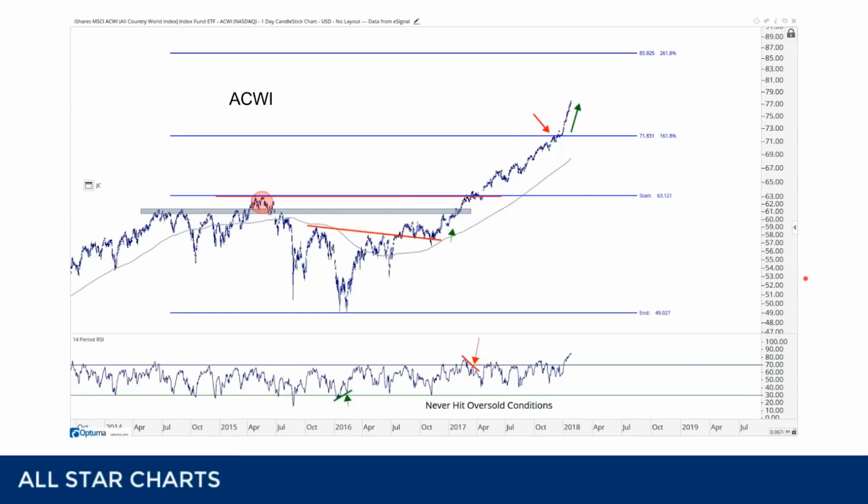Here's the ACWI All Country World Index. Again, we hit our target of 7180. We consolidated for a few weeks, and now we're off to the races. And we're in no man's land right here around 77. I think we're going to 86. This is evidence that we want to be buying weakness in stocks, not selling strength.